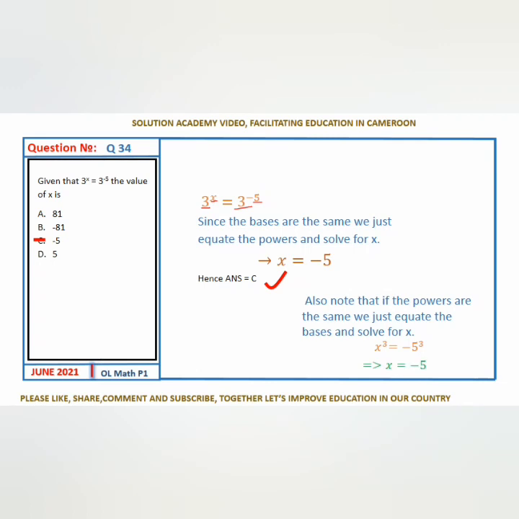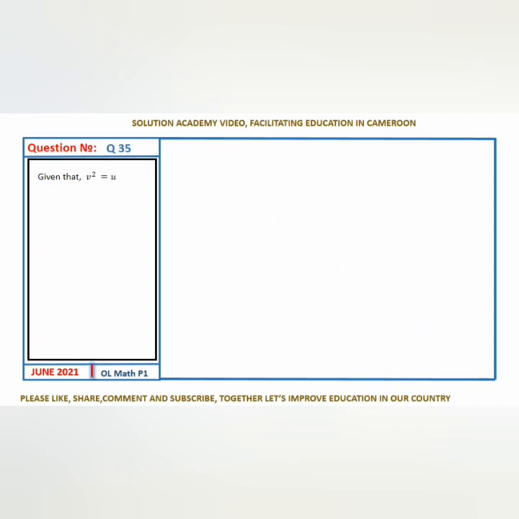Okay, question number 35. Given that v squared is equal to u squared minus 4as, the expression for s in terms of v, u, and a gives... This question simply means you should express s in terms of the other quantities. That means you should separate s from other quantities, or in other words, you should make s the subject of the formula. So from v squared equals u squared minus 4as, we want to make s the subject of the formula.